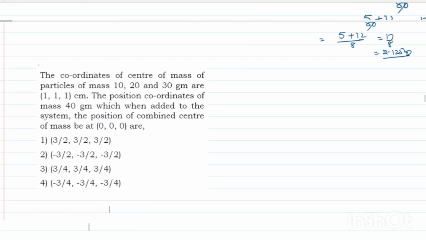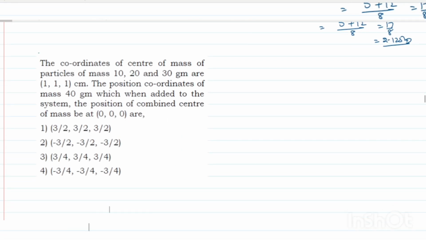Let us see the next question. The next question says the coordinates of the center of mass of the particles of masses 10, 20 and 30 grams is given as 1 centimeter. The position coordinates of a 40 gram mass, which when added to the system, the position of the combined center of mass at 0, 0, 0, they are asking.